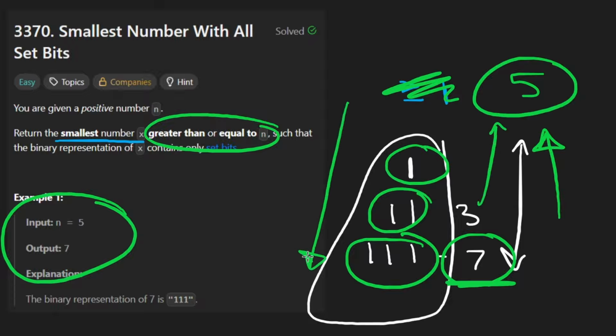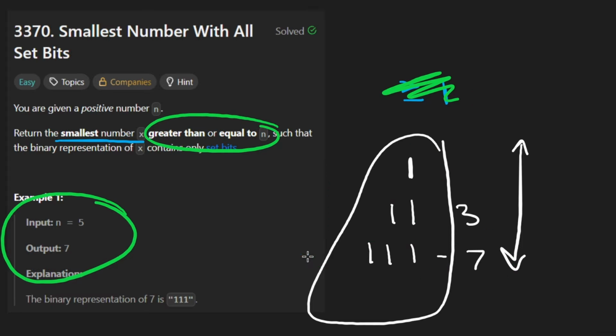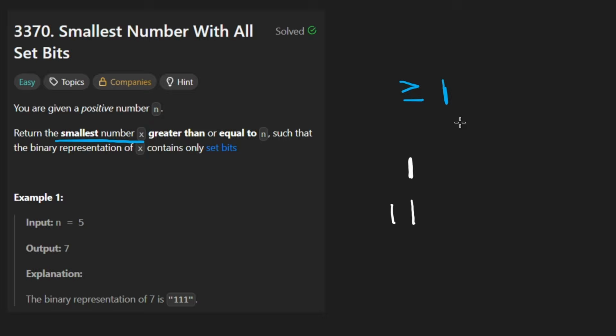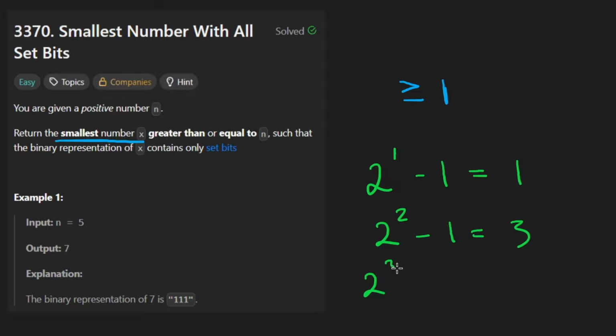So pretty simple there. We know conceptually what we're trying to do. How do we actually go about enumerating all of these? It's pretty easy. It just requires a little bit of bit manipulation, and you can probably do it in several different ways. One way to do it would be to create powers of 2, starting from 1 and then minus 1. So 2 to the power of 1 minus 1 would be 1. 2 to the power of 2 minus 1 would be 3. And it kind of just keeps going like that.